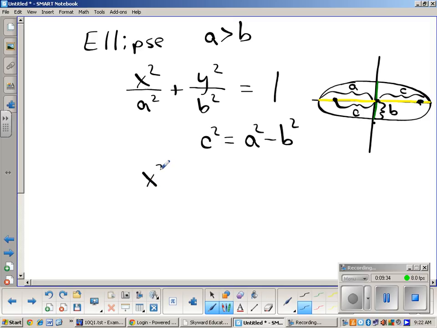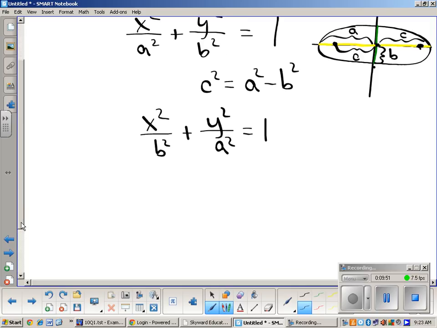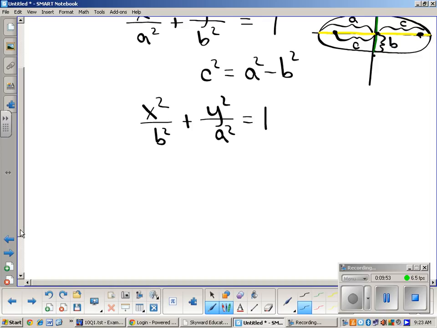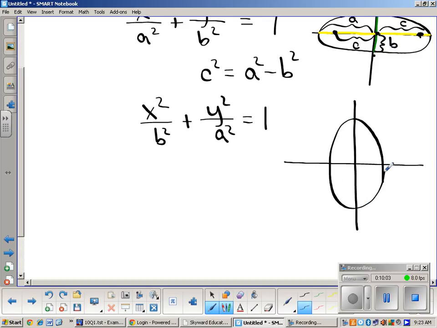This model is when the major axis is vertical, because A is always bigger than B. Whichever variable the bigger number is under, that's the axis the major axis is going to be on. So in this case, it looks something like this. Here's my major axis. Here's my minor axis.